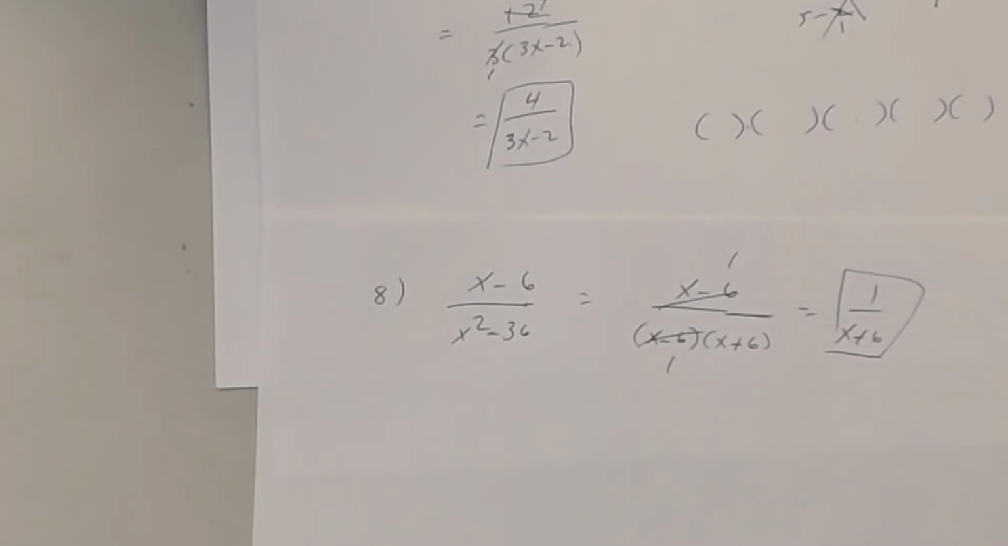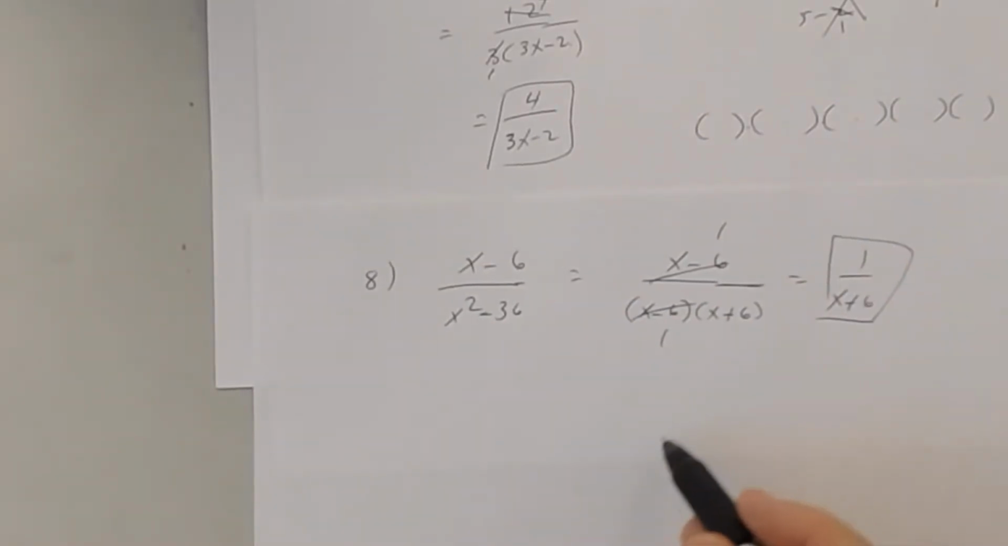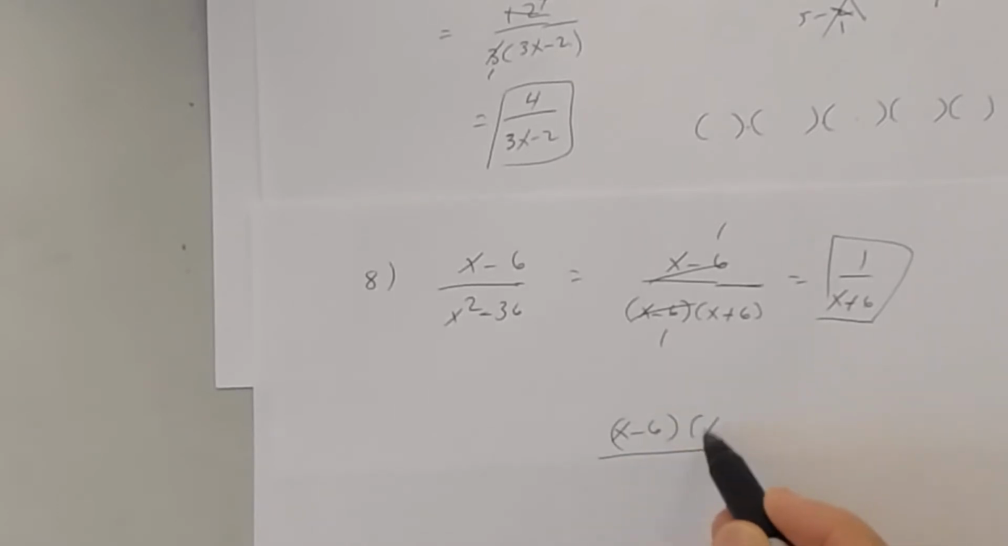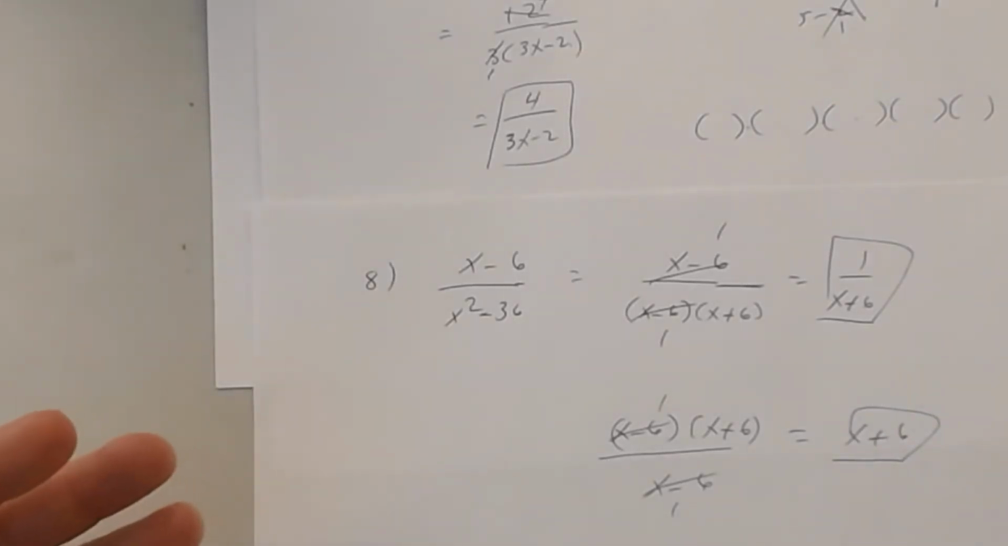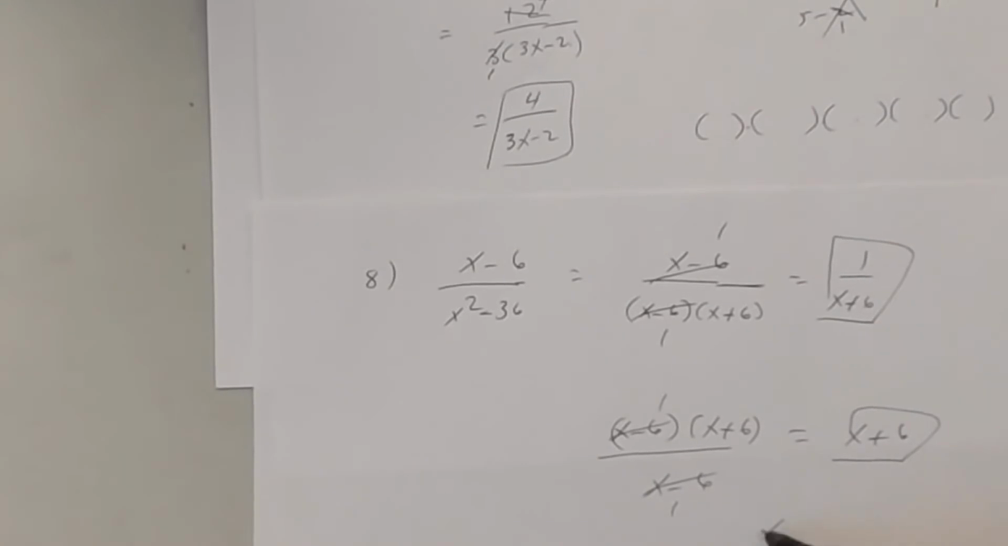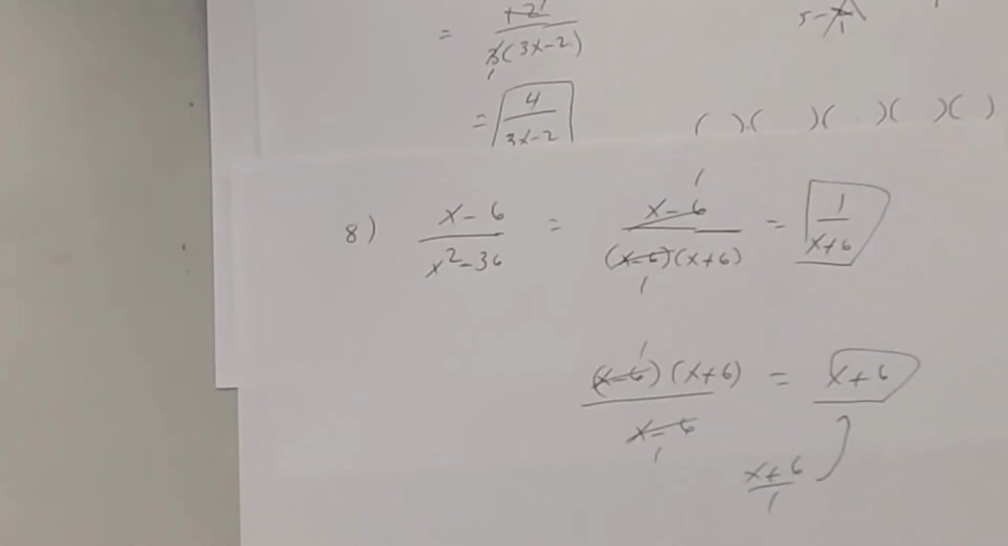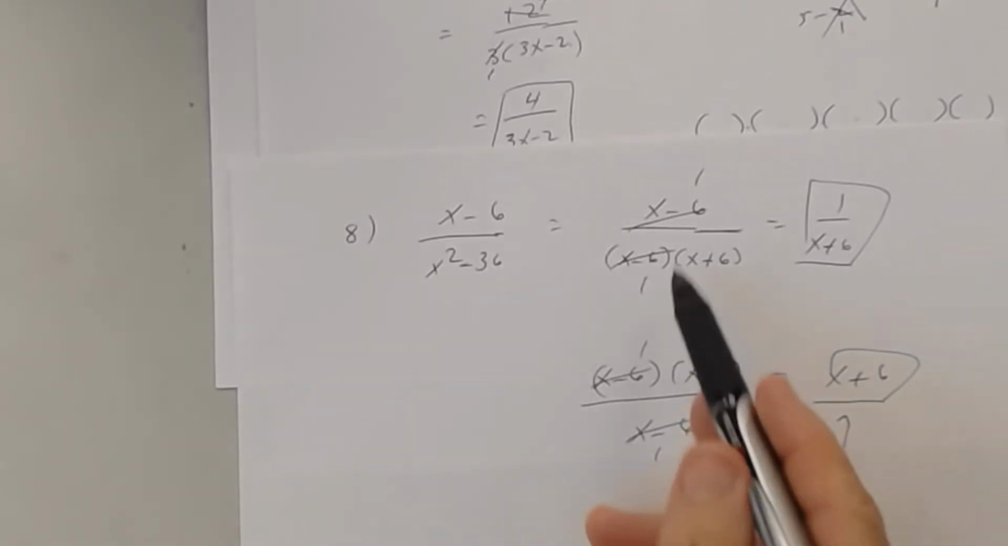Only when the x plus 6 is in the numerator. Yeah, so she's asking, what if you had this? What if you had x minus 6 times x plus 6 divided by x minus 6? Now this time, the answer is what? x plus 6. Because what's in the denominator? 1. x plus 6 divided by 1 is what? x plus 6. Okay, so notice the difference between the two.